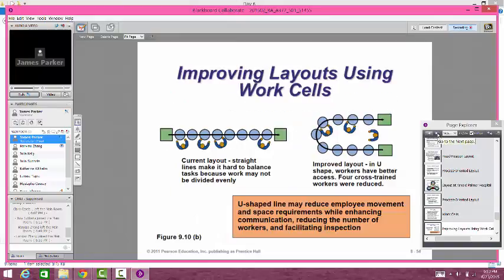So you can see just a simple thing like getting rid of the straight line and going to a U-shape type format provides more interaction. It's much easier for employees to come to the aid of one another because they can go to the most urgent tasks. So even in this example, I don't know if it's intentional, but they have 4 employees on the straight line, and they're getting by with 3 employees on the U-shape line.